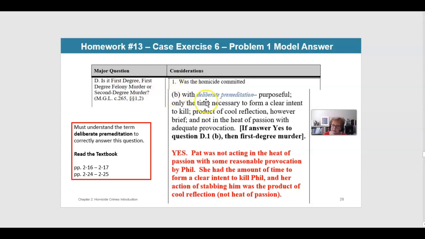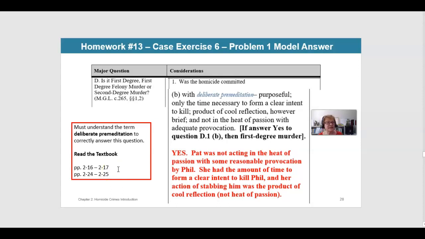Was the homicide committed with deliberate premeditation? Again, you can't answer that question yes or no, and you certainly cannot provide supporting evidence if you do not read and rely upon the textbook. The answer is, if you had done the reading, as I've done the reading, there is deliberate premeditation. There are some lengthy explanations and some examples given in the textbook of what constitutes deliberate premeditation.